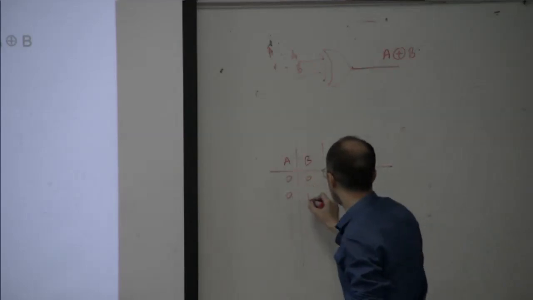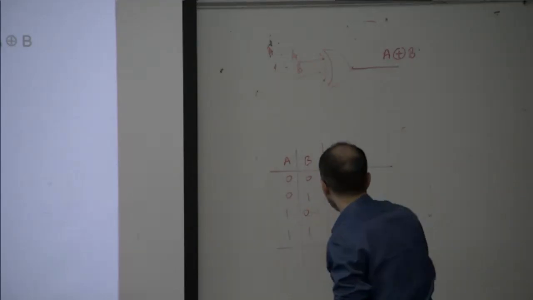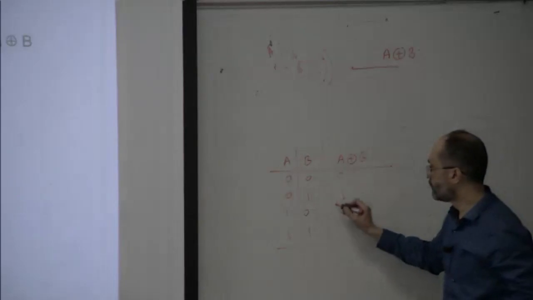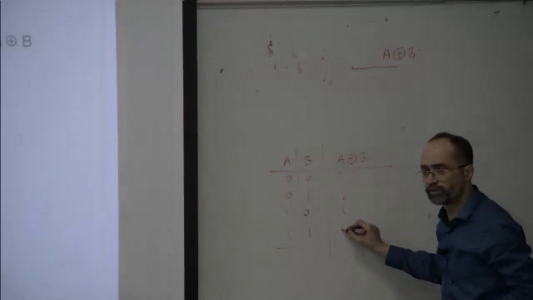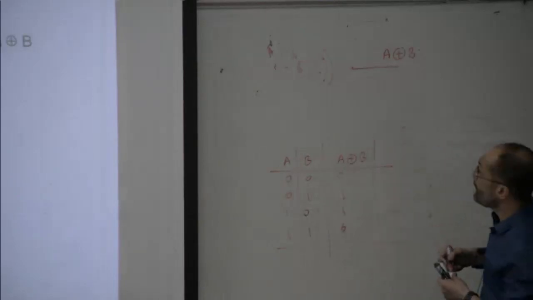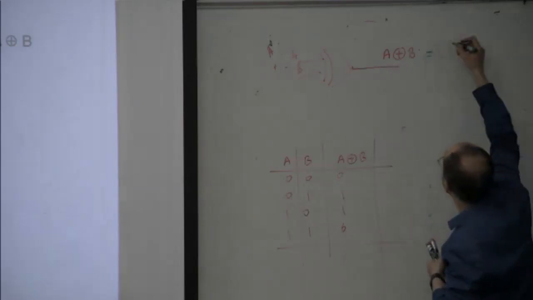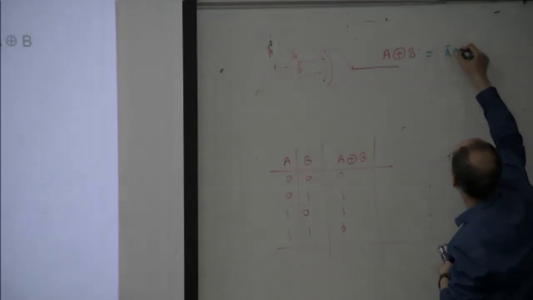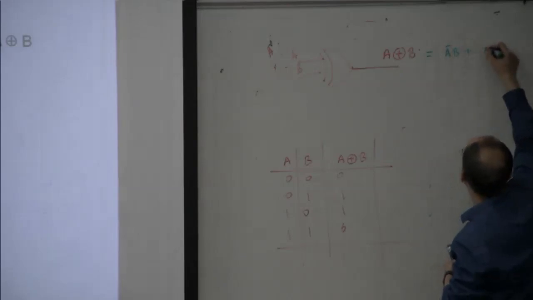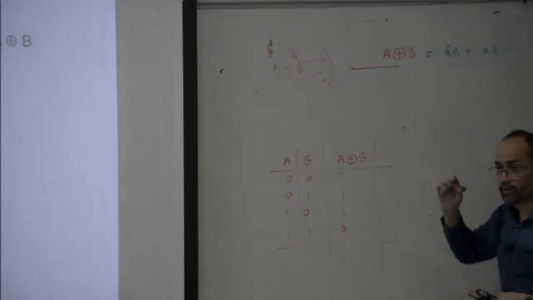So this is 0 0, 0 1, 1 0 and 1 1. It is performed just like a bit addition. 0 0 is 0, 0 1 is 1, 1 0 is 1 and 1 1 is 0. Now this A exclusive OR B is equal to A bar B or A B bar.